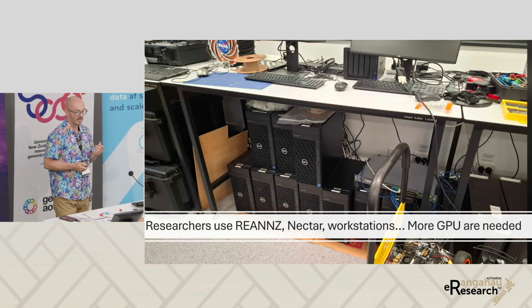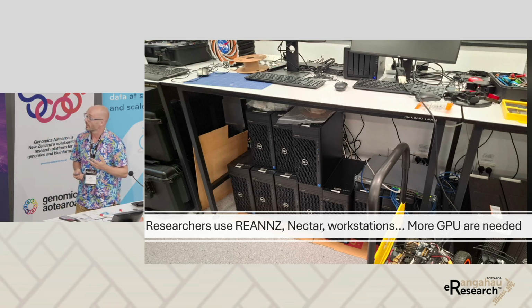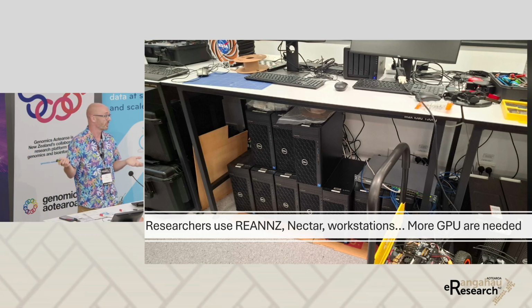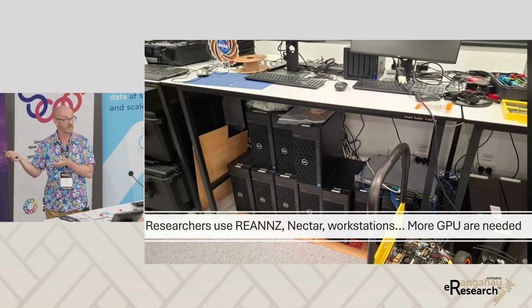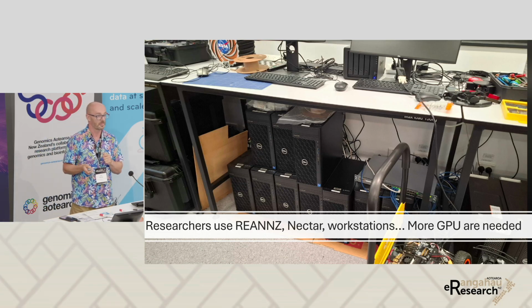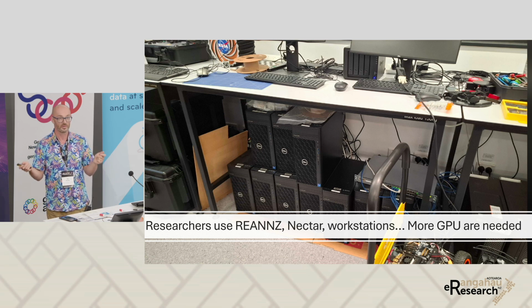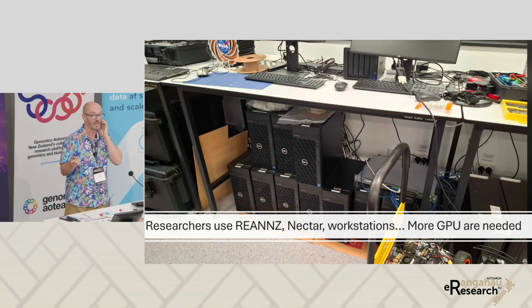But when we think about the actual problem, how does that translate? Well, it translates ultimately down to there's not enough GPUs in the whole country. We don't actually have enough resources for researchers to do the work they need to do. If you think about 3,000 researchers at Auckland University, Nectar have got some great GPUs, REANNZ have got some great GPUs, but they're in the tens of GPUs, and there are thousands of researchers just at Auckland University. So the problem is big, and so how are researchers solving it?